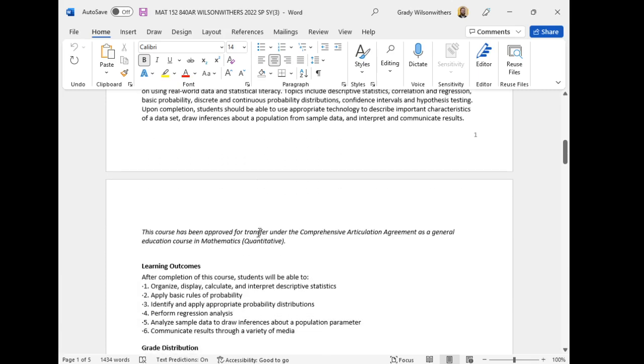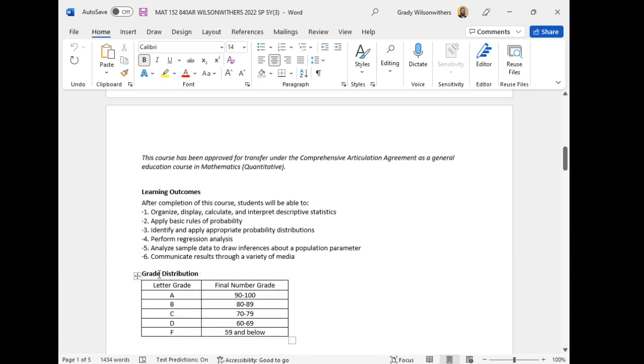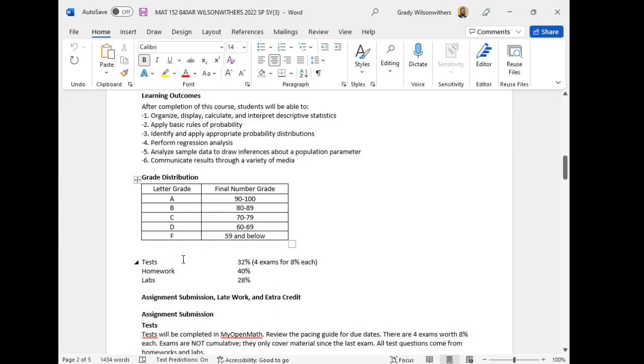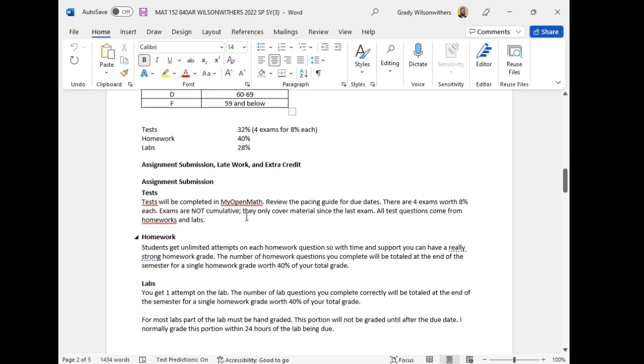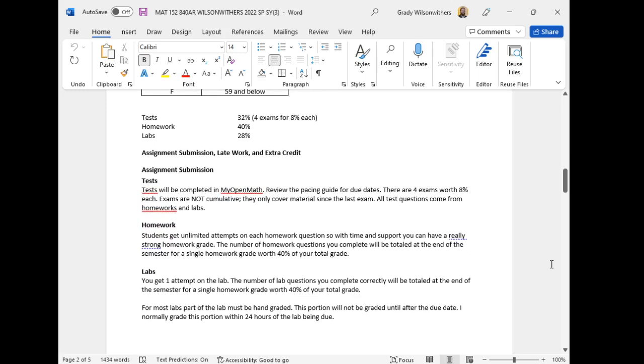Course descriptions are provided here, along with learning outcomes; I will make sure we meet these. Forsyth Tech uses a 10-point grading scale. Let's get into how your grade is going to be calculated in this course.